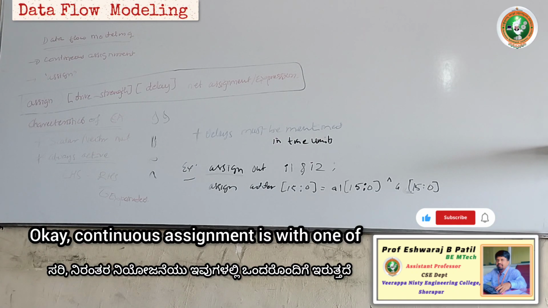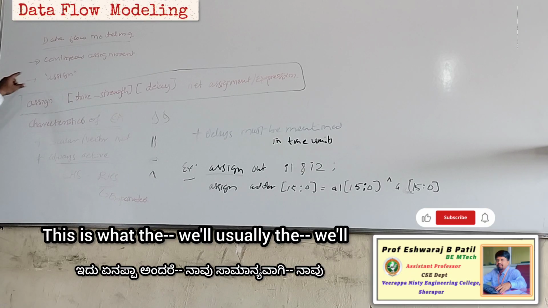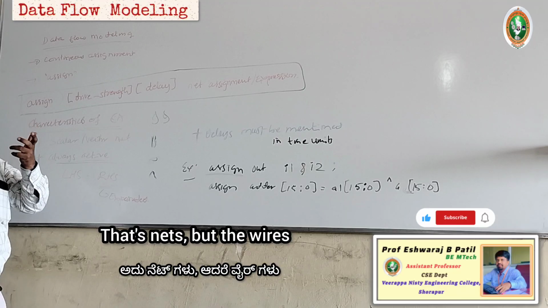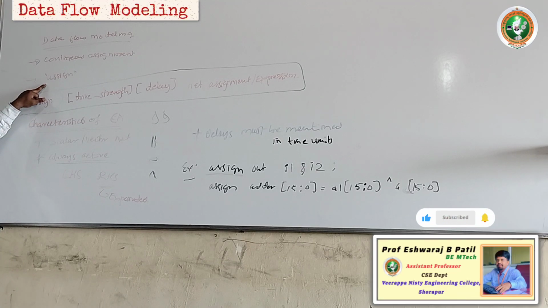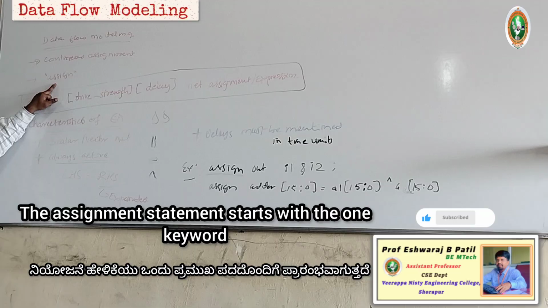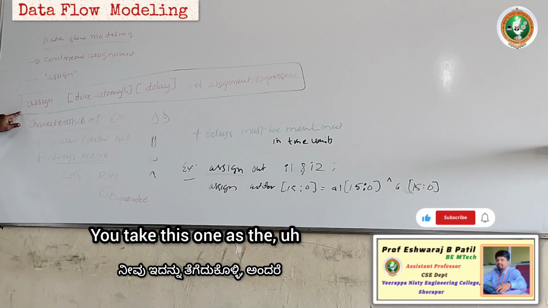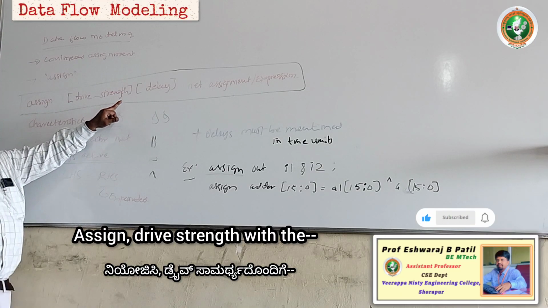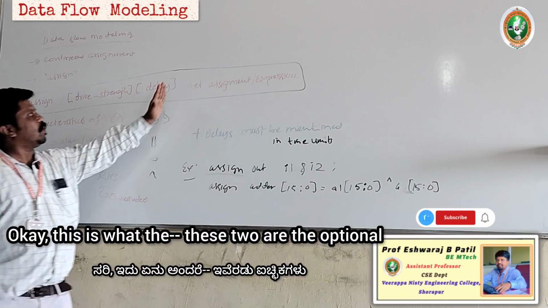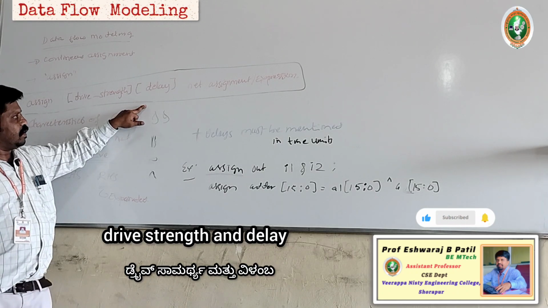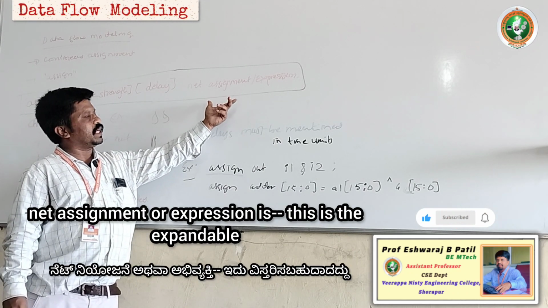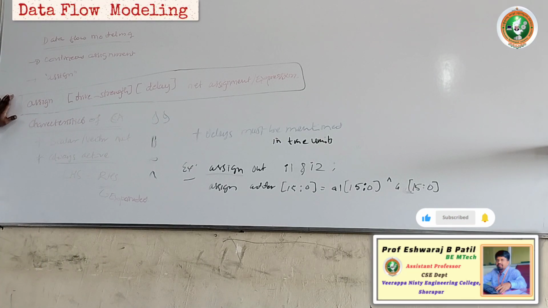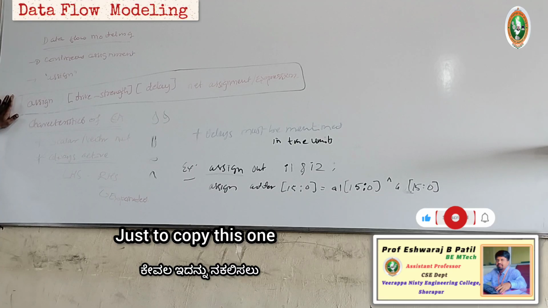Continuous assignment is one of the wire. We'll bother only about how the data is flowing on the nets, that is the wires. The assignment statement starts with one keyword, that is the assign keyword. Take this as the syntax: assign, drive strength and also delays. These two, drive strength and delay, are optional. The net assignment or expression is expandable. Just copy this.